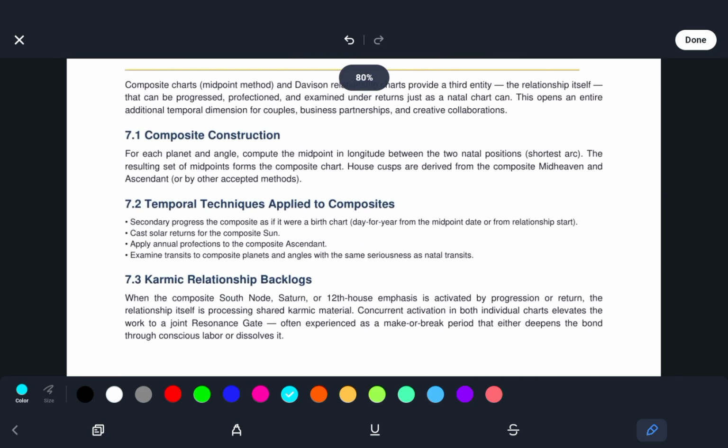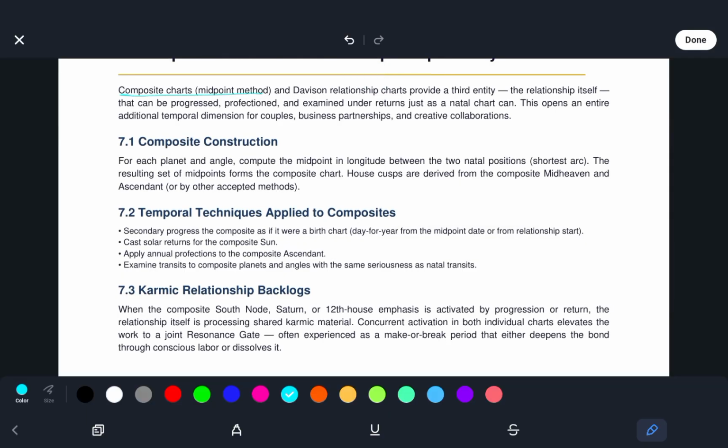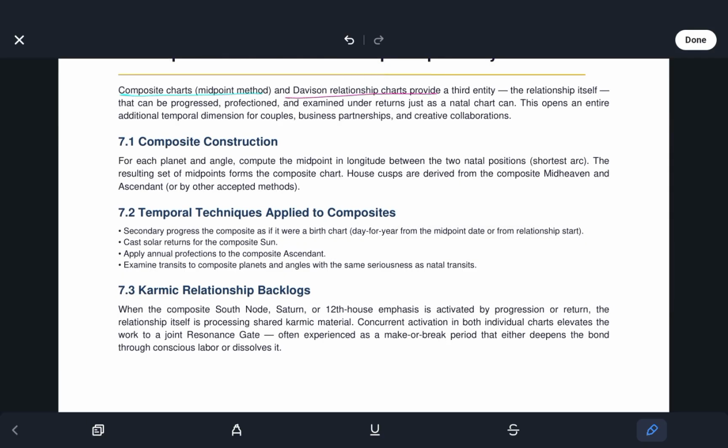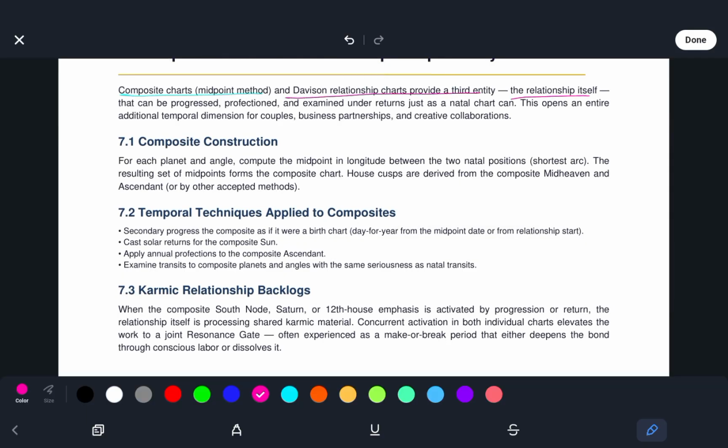Composite charts, or midpoint method, and Davison relationship charts provide a third entity, the relationship itself, that can be progressed, profected, and examined under returns just as a natal chart can. This opens an entire additional temporal dimension for couples, business partnerships, creative collaborations.